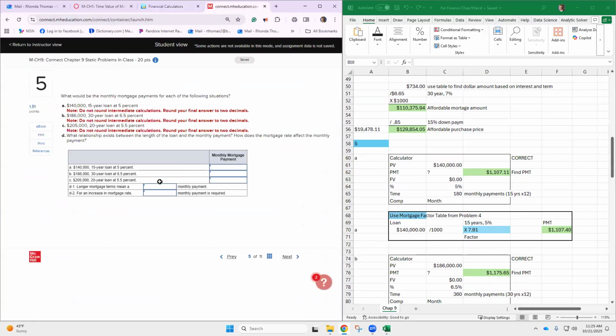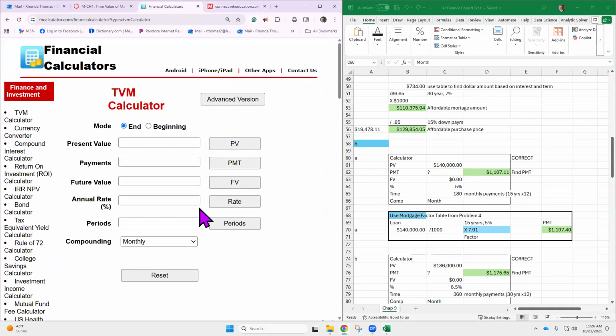So we have a house, and these are the mortgage payments for each of the following situations. This is a mortgage of $140,000, 15 years at 5%. So I put $140,000 in the calculator. We want the future value to be 0. We have a 5% interest. Now, the payments is what really has to change. 15 years of payments times 12 is 180 payments, and you've got to change that compounding to monthly, not annually.